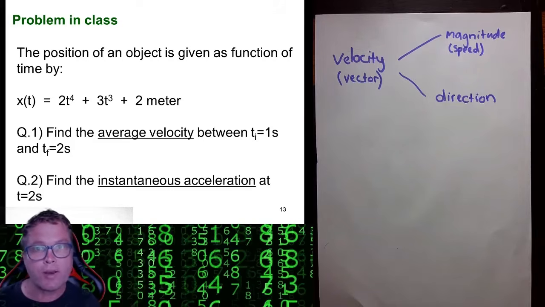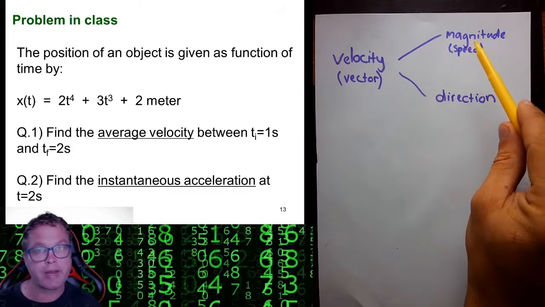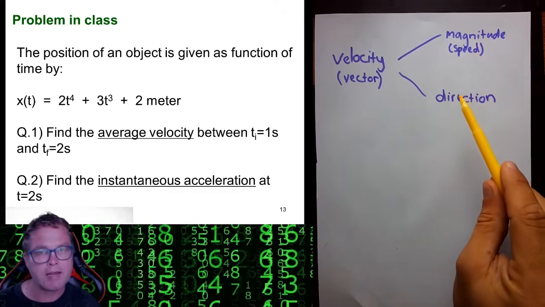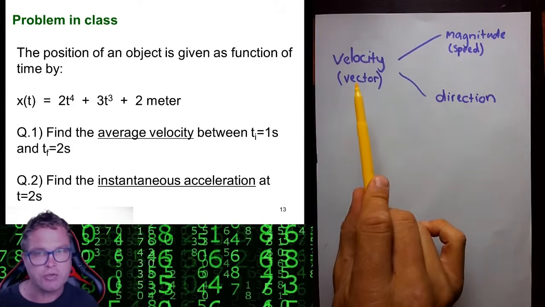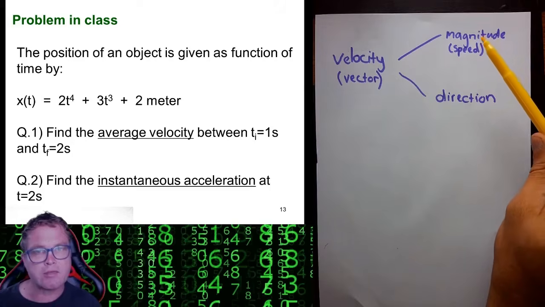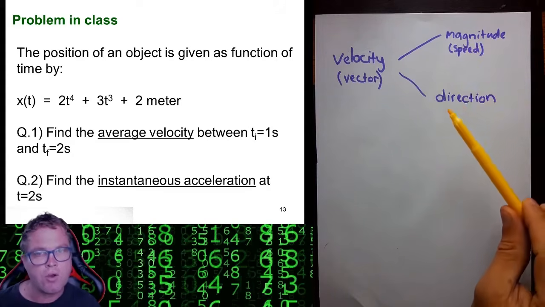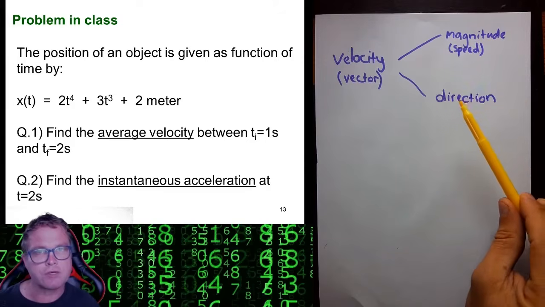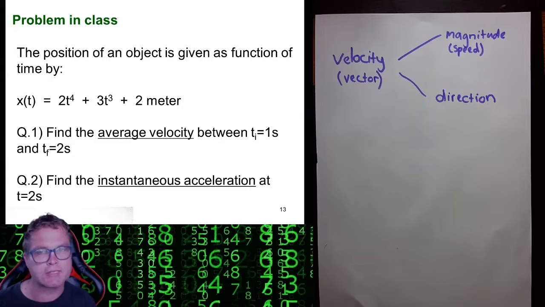Well, acceleration implies that there's a change in velocity, and velocity is a vector, and as such it has a component, the magnitude, which is the speed, and the direction. So if something is accelerating, it means that the velocity is changing, which means that either the magnitude of the velocity is changing, either the speed is changing, or the direction of the velocity is changing, or both of these two are changing at the same time.